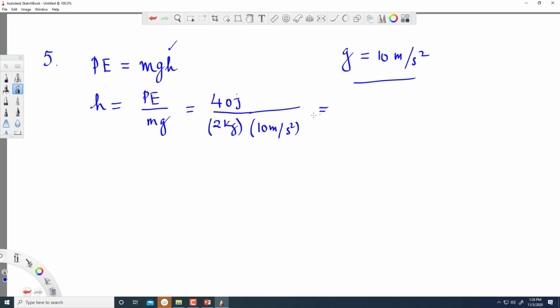So 40, 2 times 10 is 20, 40 over 20 is 2, h is 2 meters.